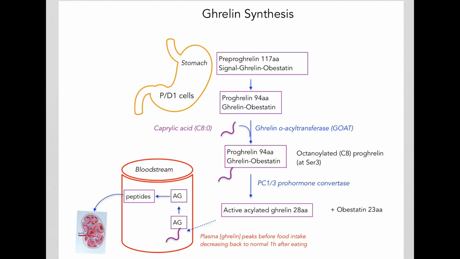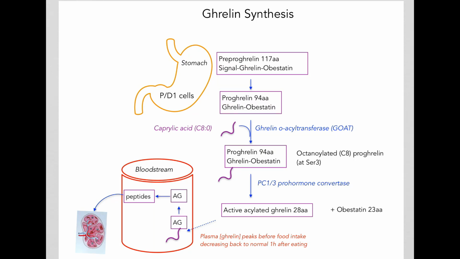Ghrelin is synthesized mostly by the PD-1 cells in the stomach. During the synthesis, pre-proghrelin, which has 117 amino acids and consists of the signal peptide as well as the ghrelin part and the obestatin part, is processed and the signal is removed in order to give us proghrelin, which is about 94 amino acids, and that contains the ghrelin part and the obestatin part.